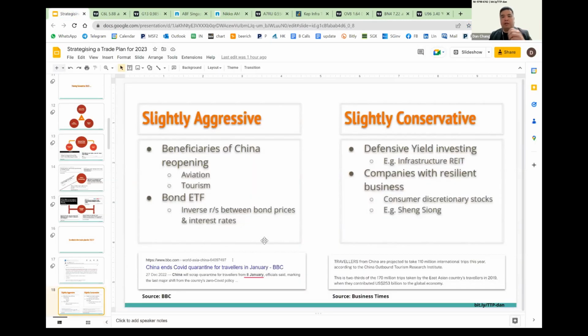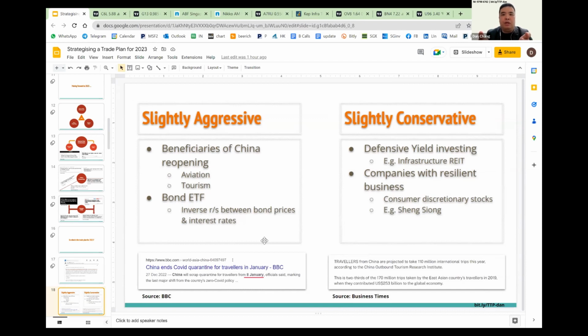So if your profile is, for example, you just got married, you just bought a house, you have family commitments and financial commitments, you may want to take a slightly more conservative approach to the market.